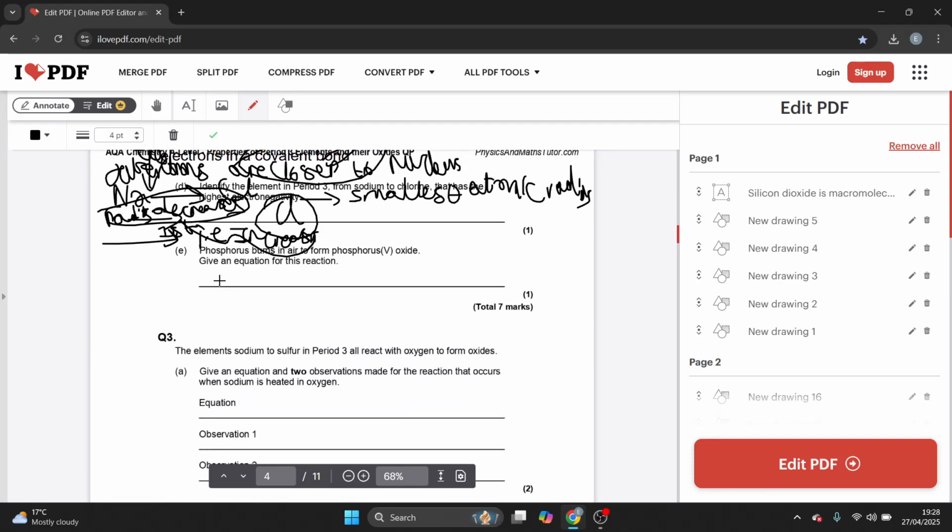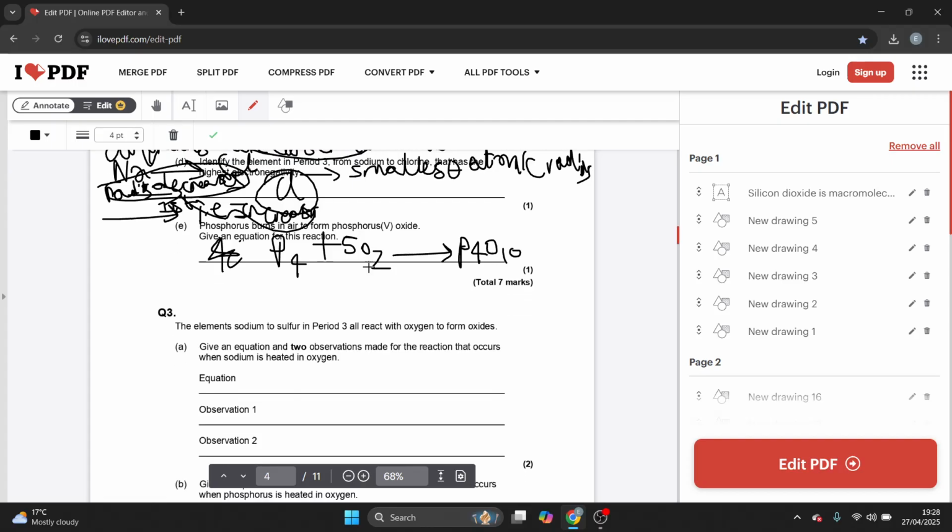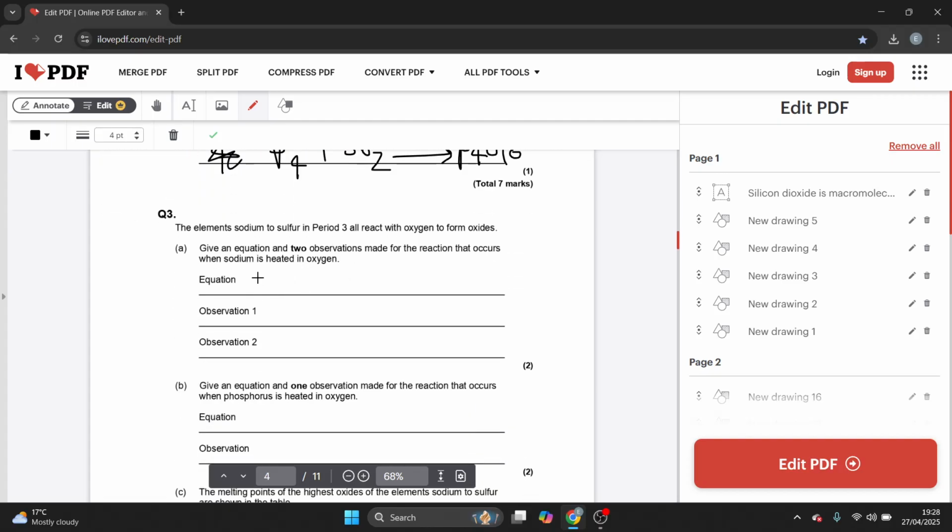The phosphorus equation you just need to memorize. I like this one: P4 plus 5O2 gives P4O10. I think most people do this one. Sodium, here's an oxygen.